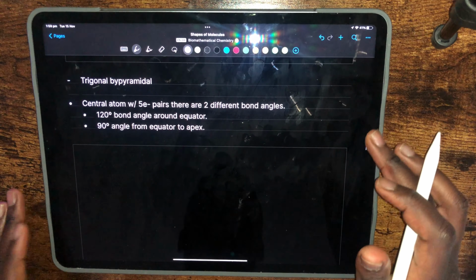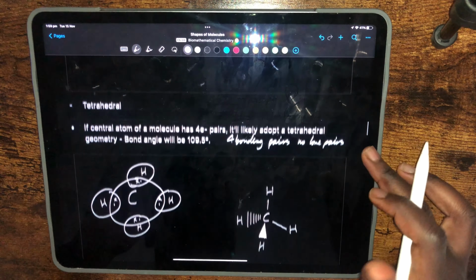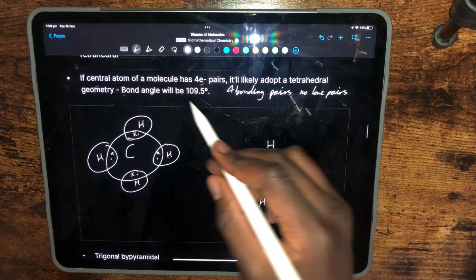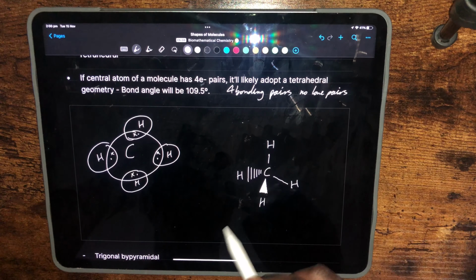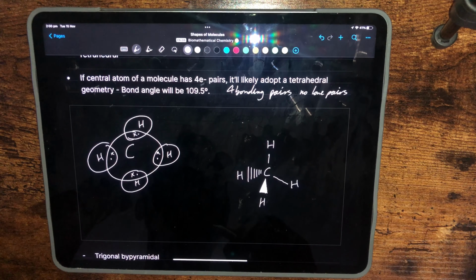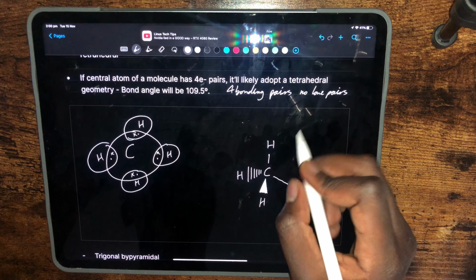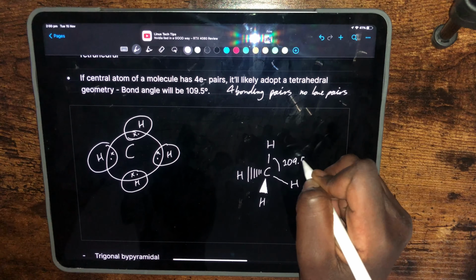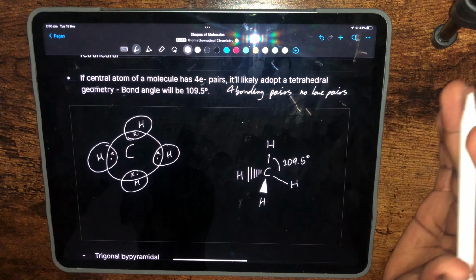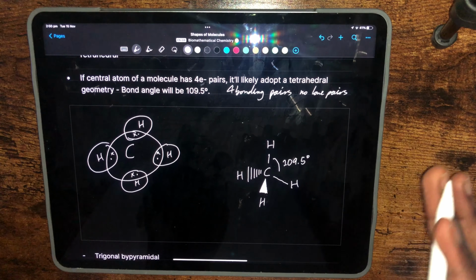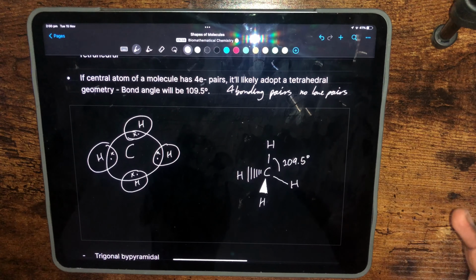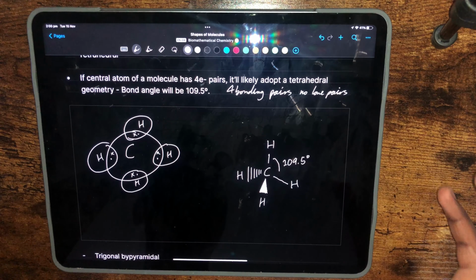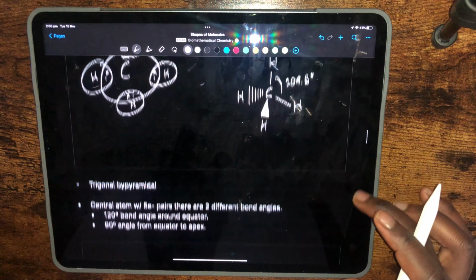Now the bond angle between each one, because they're not on the same plane, it's a 3D shape. We can't say the bond angle is out of 360 degrees. So the actual bond angle between each one is 109.5 degrees. You don't need to know how to explain it, but just know that they're not on the same plane. So it's 109.5 degrees in this example here.